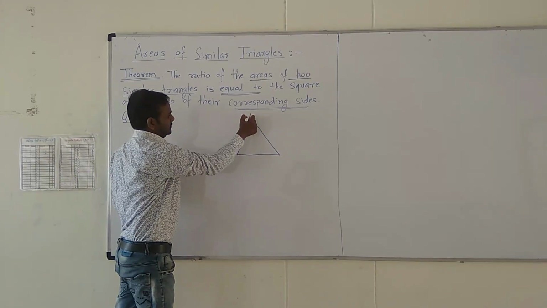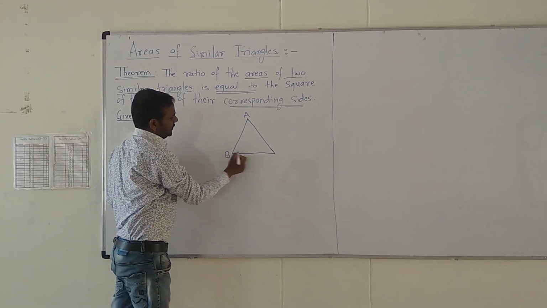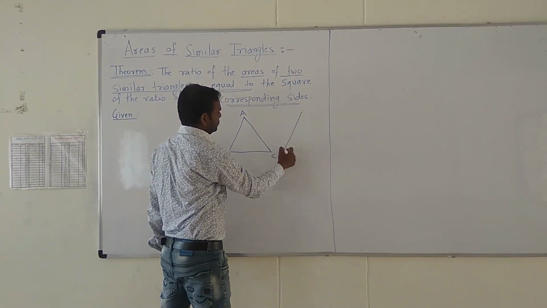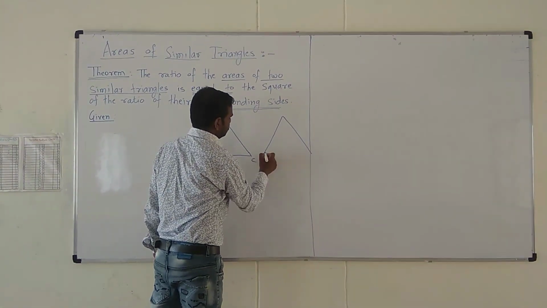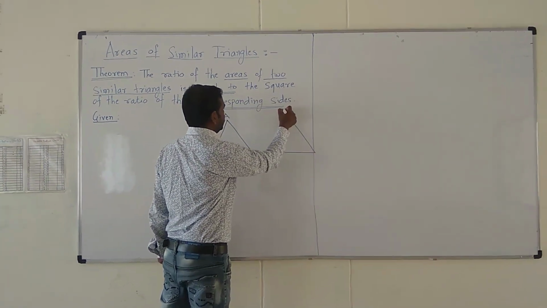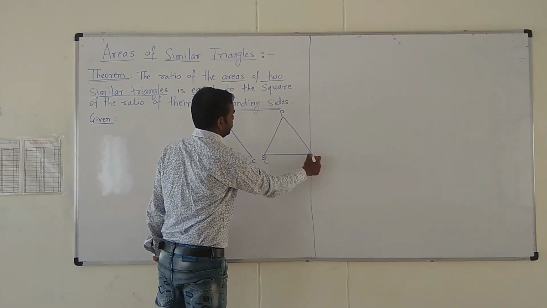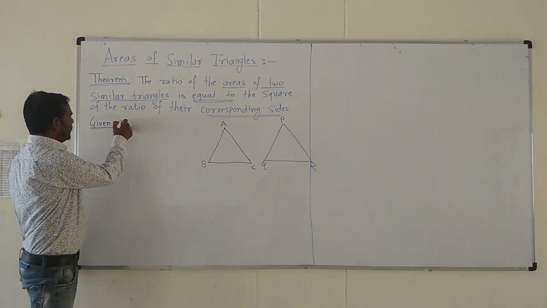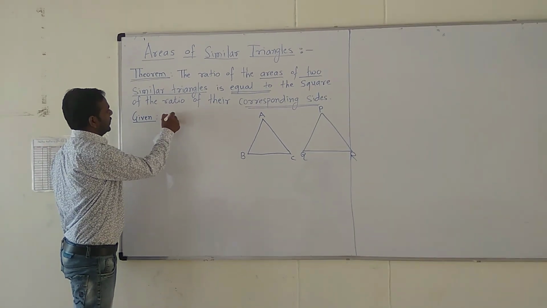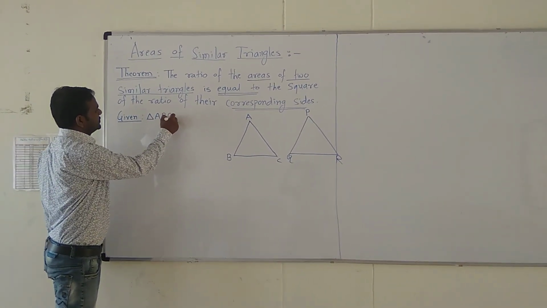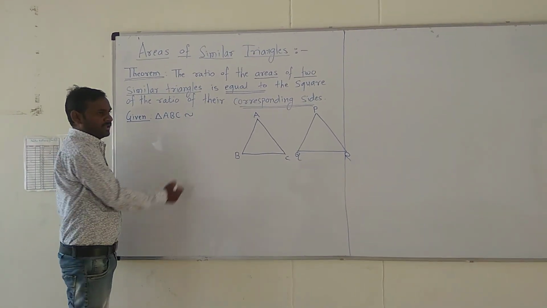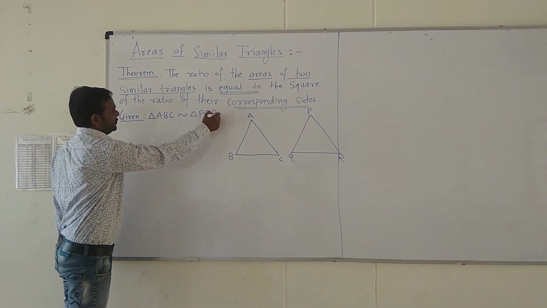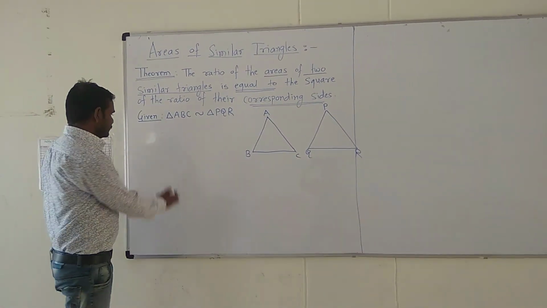First diagram, triangle ABC, and second, triangle PQR. It is given that the two triangles are similar, so we write here, given: triangle ABC is similar to triangle PQR.